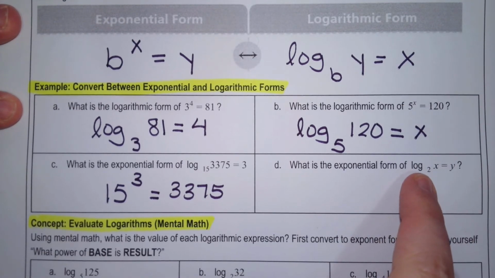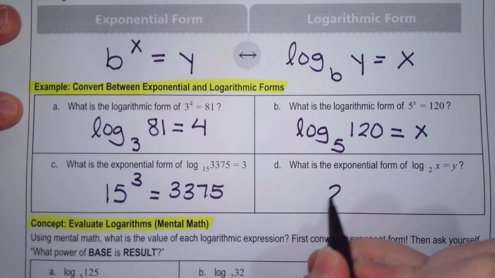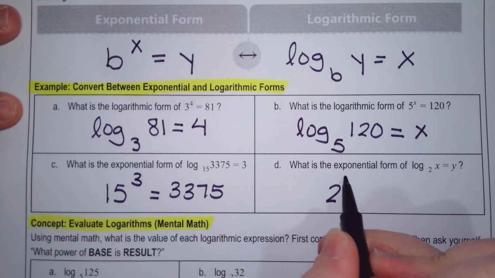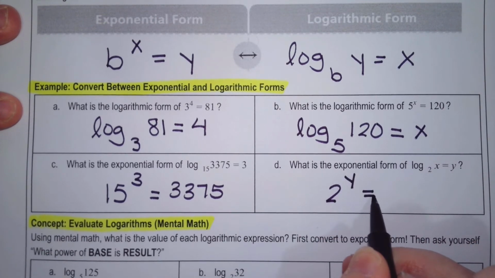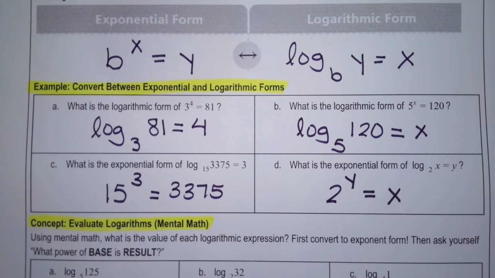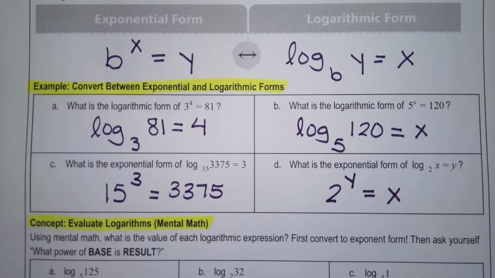What is the exponential form of log base 2 of x is equal to y? The base is the little number, so my base is 2. My exponent is what it's equal to, so y. And then equal to whatever we have left, which is x. So there we go, converting between exponential and logarithmic forms.